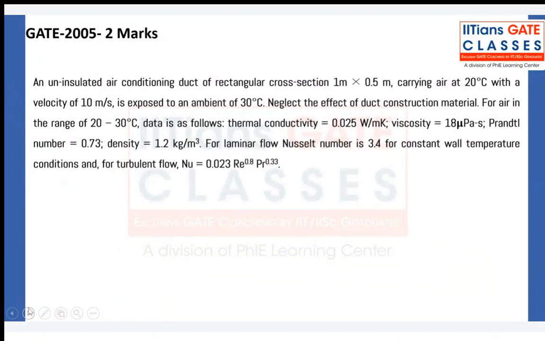An uninsulated air conditioning duct of rectangular cross section 1 meter by 10 to the power 5 meter. So you have a rectangular duct.